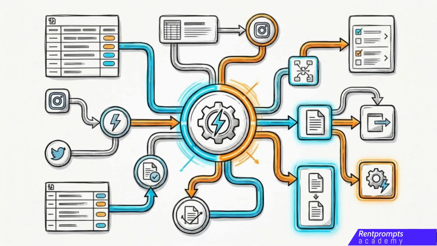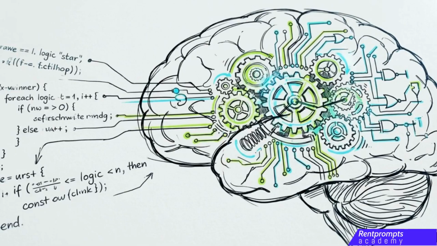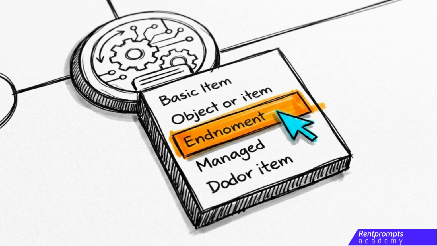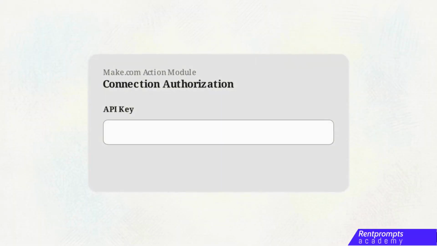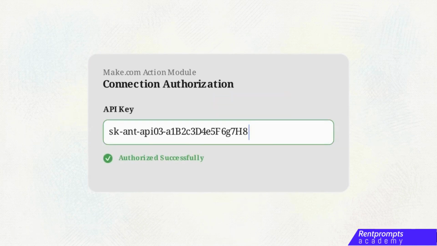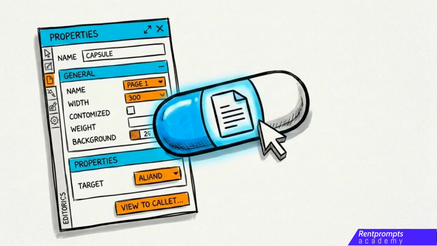That brings us to phase 2, the AI action. This acts as the cognitive processor for the raw text we just pulled from the trigger. Add the Claude or OpenAI module into your sequence right next to the Notion trigger, and select the function labeled Create a Message. Next, authorize the connection by pasting in your API key. Take care not to accidentally copy any extra spaces at the end, as that will instantly cause the authorization to fail.